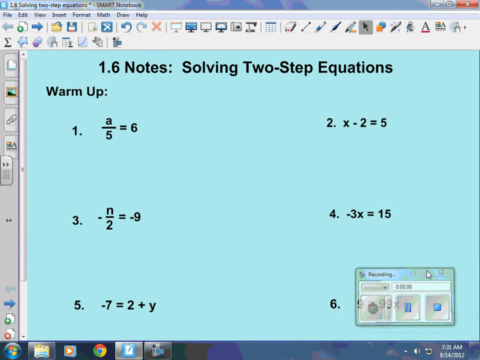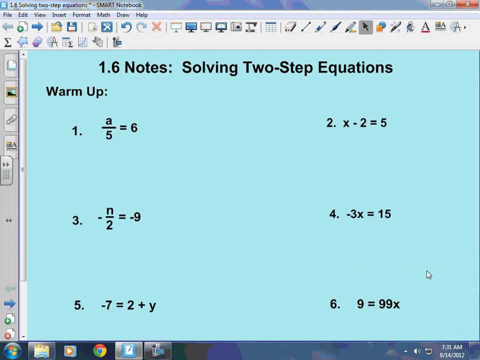This is lesson 1.6, solving two-step equations. We are going to go over the warm-ups because you should already know how to solve one-step equations. You should actually already know how to solve two-step equations, but we're going to review it. So go ahead and pause the video and do numbers 1 through 6, and then start the video and let's see how you do.